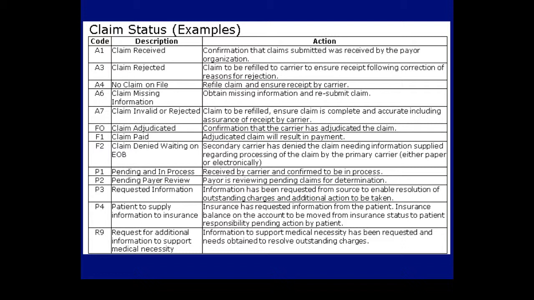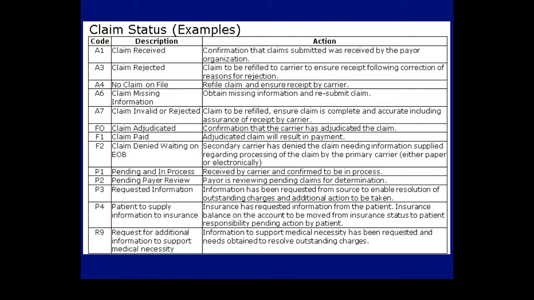Claim was paid. F1. I love F1, and let me tell you why. That means when I have an accounts receivable of $200,000 and my staff can come to me and say, hey, we have an AR of $200,000, claim status inquiry shows that $100,000 of that's in an F1 status, I know the job's getting done. It's not going to show in the AR because that money's not arrived yet.